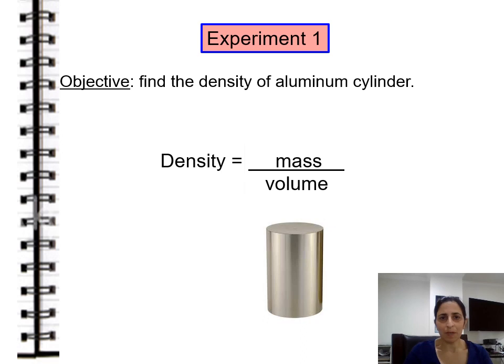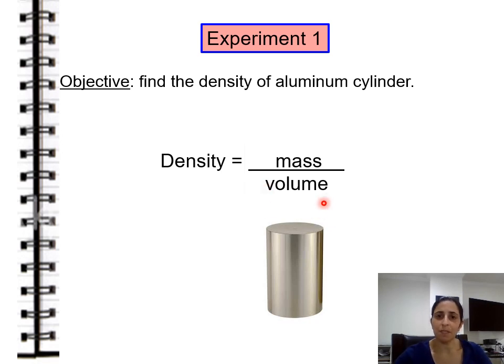So in experiment 1, what we're going to be doing is taking an aluminum cylinder, and we're going to find its density. Density is defined as mass divided by volume. We're first going to be finding the mass in the first part of the experiment, in part A, and the only way to find the mass is to just weigh your substance on the balance or on the scale.